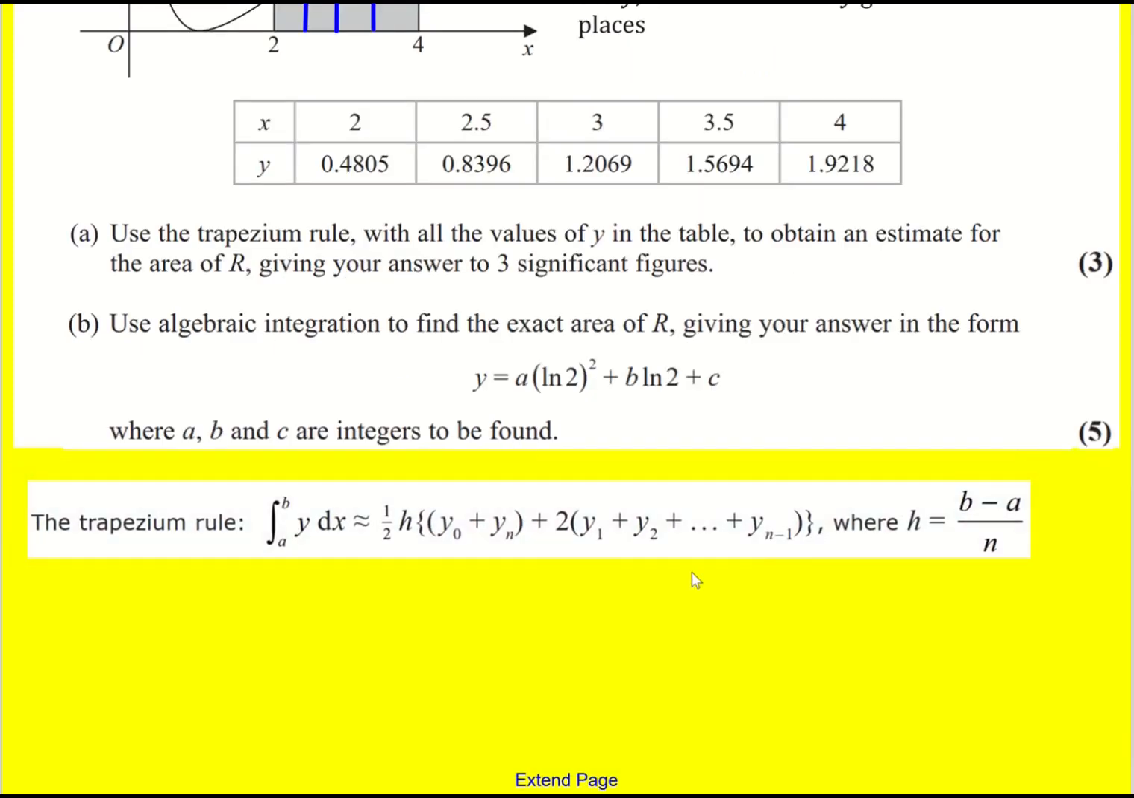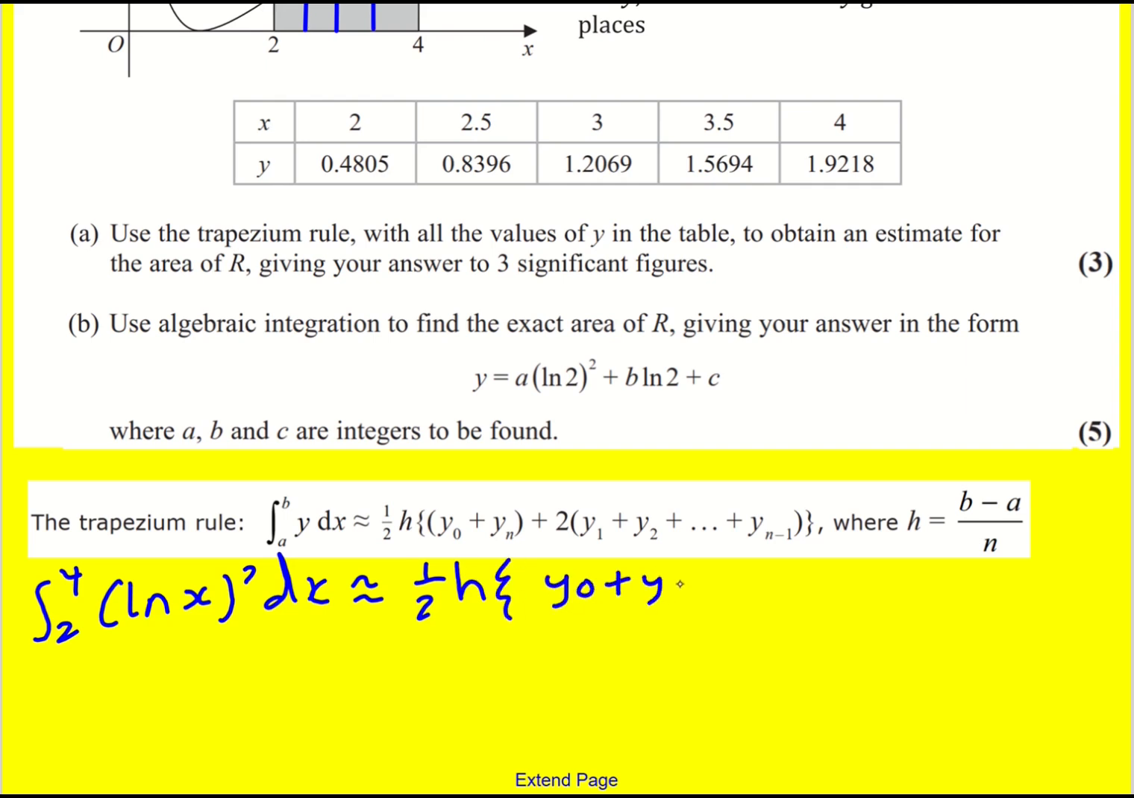So here's the trapezium rule. We can refer to the formula book for that. So for us, I've got the integral from 2 to 4 of (ln x) squared. And I'm just going to write it down with the 4 trapezia. So it'll be half h, then y0 plus y4 plus 2 lots of (y1 plus y2 plus y3).